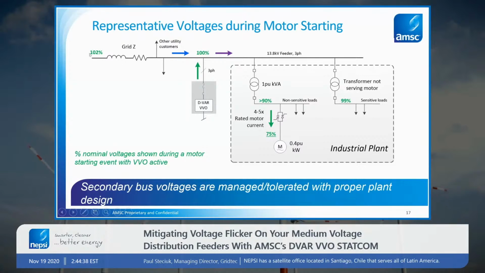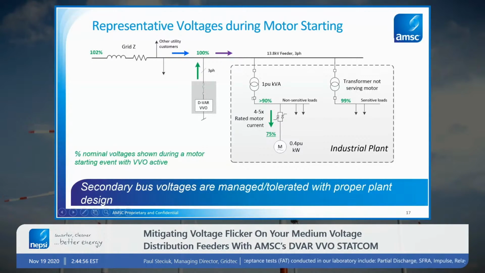As we saw in the graphs, there's typically a little bit of voltage drop on the real power. And then all of these other utility customers, as well as other loads within the industrial plant, are protected by the site level solution.